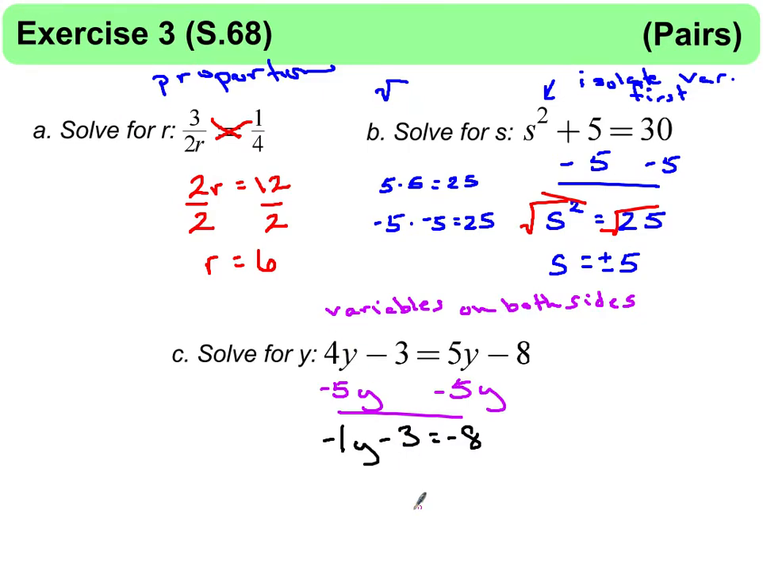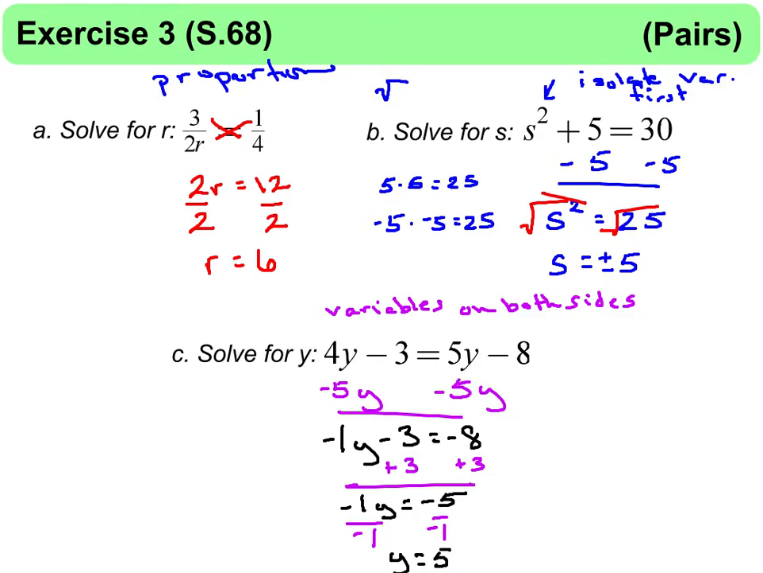The next thing is I'm going to add 3 to both sides. And so negative 1y equals negative 8 plus 3, which is negative 5. And then the final step is we will divide both sides by negative 1. And so y will equal a positive 5 in value.